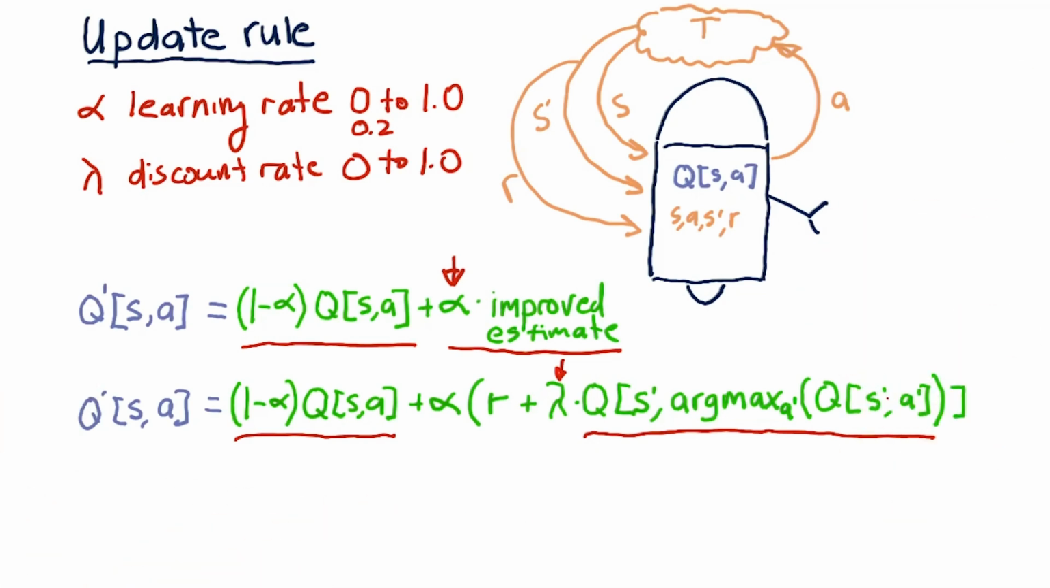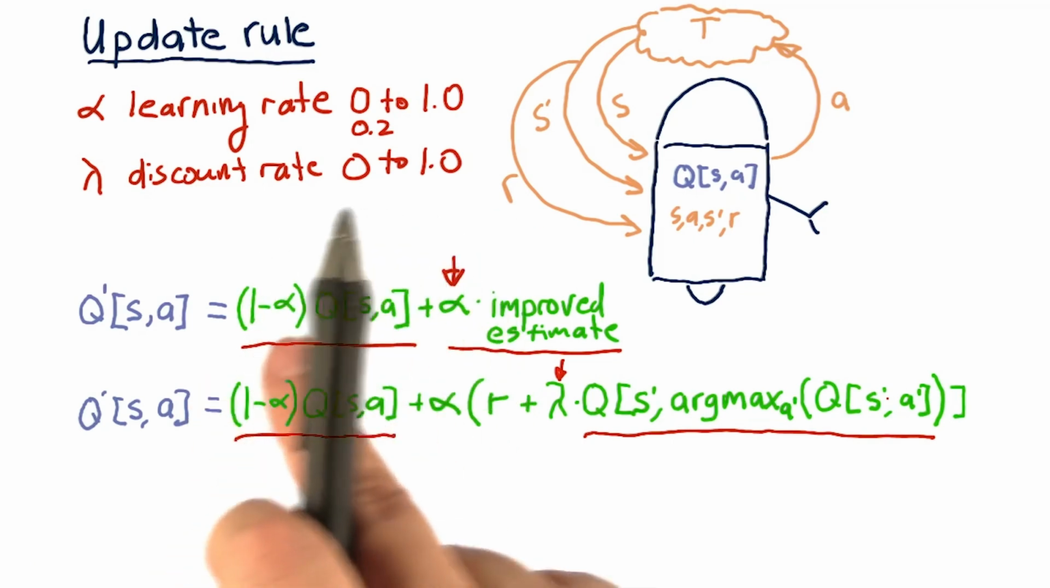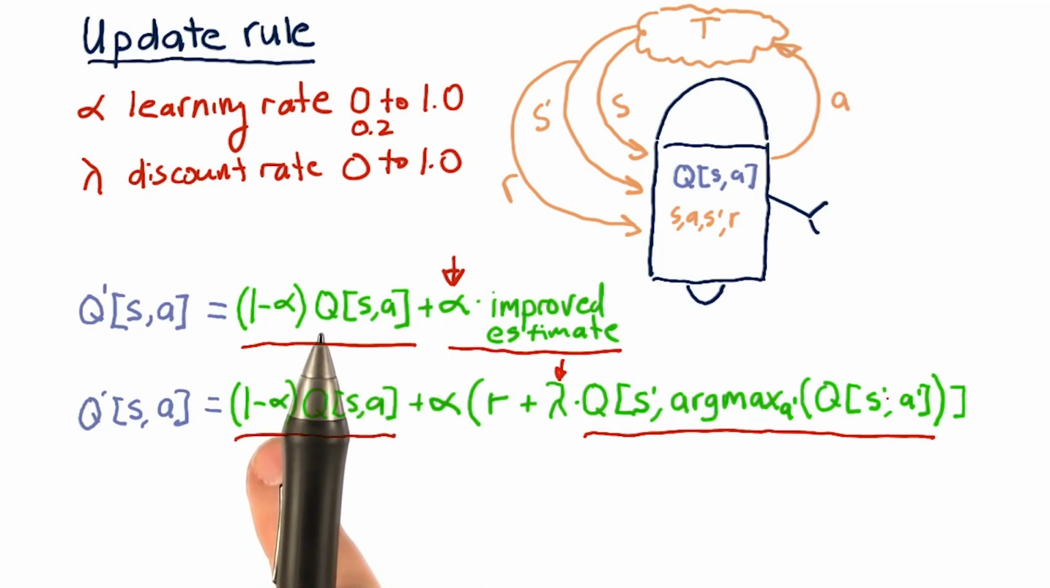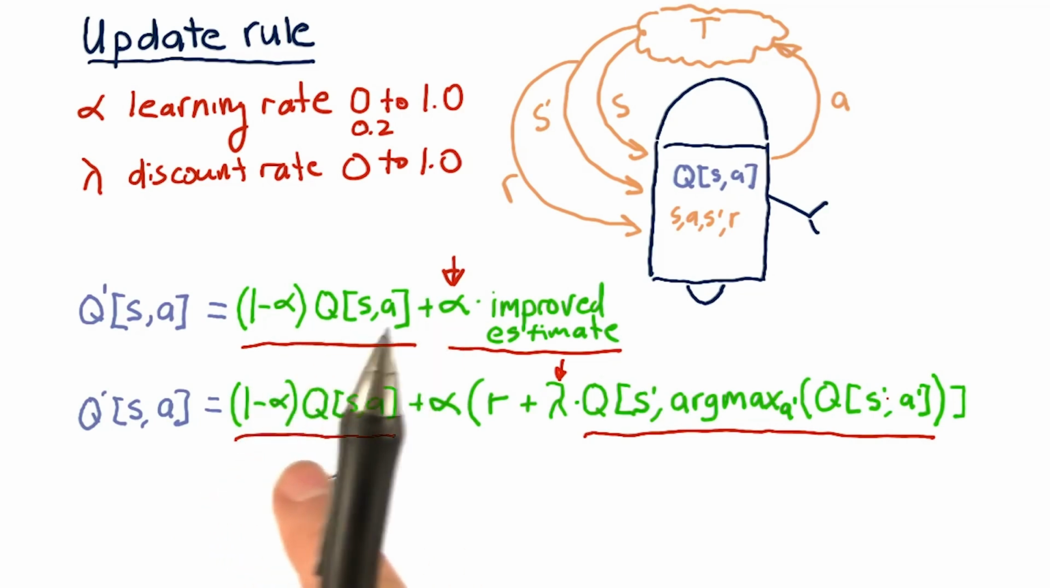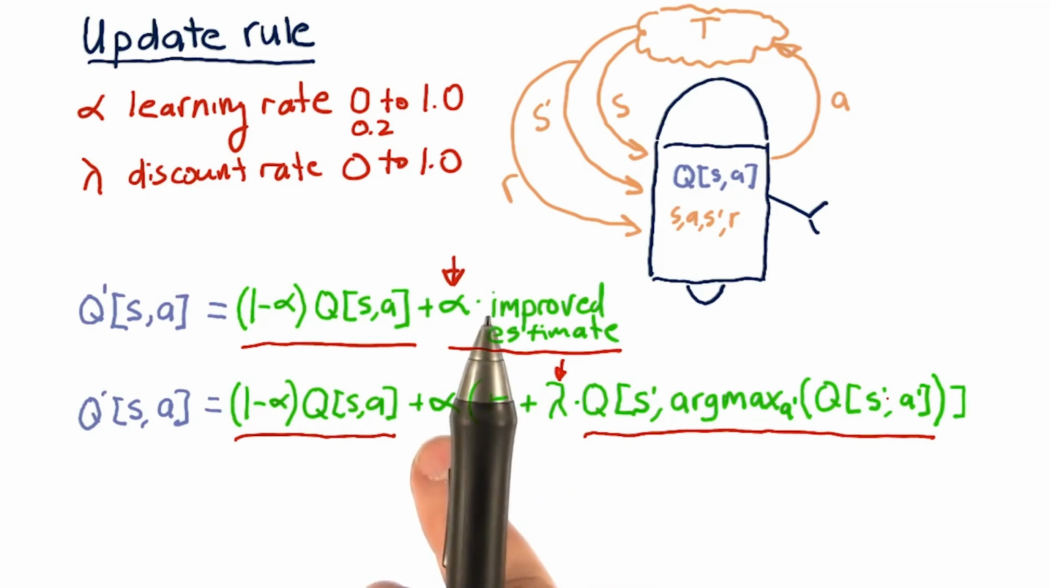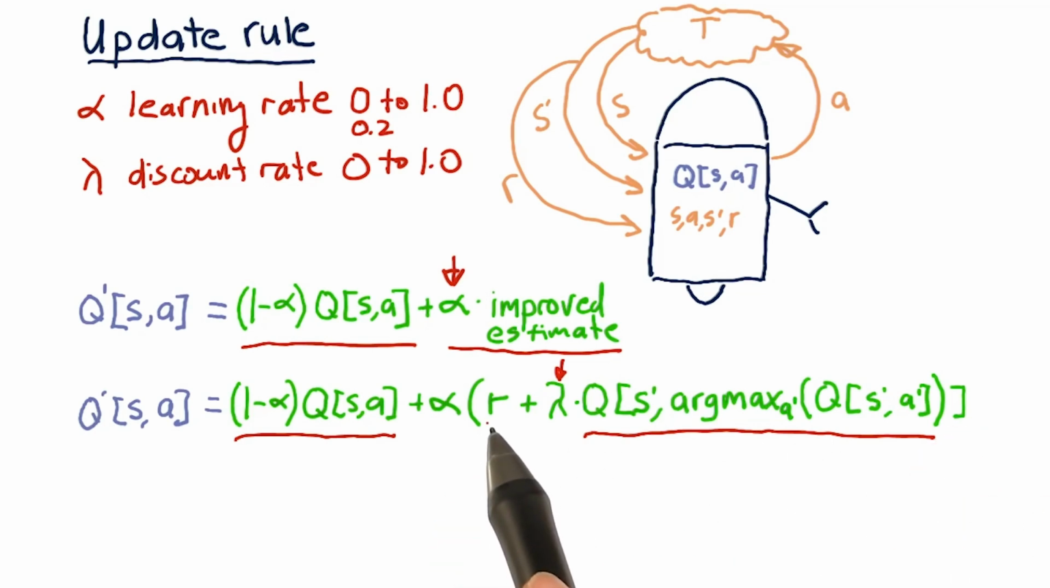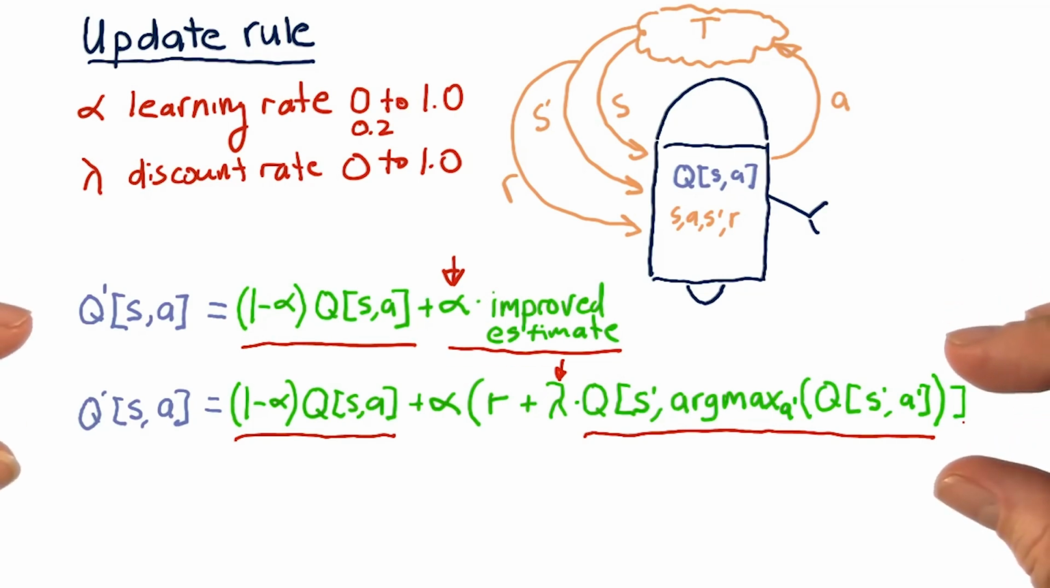So our update rule is the following. Our new Q value in state S action A is that old value multiplied by 1 minus alpha. So depending on how large alpha is, we value that old value more or less, plus alpha times our new best estimate. And our new best estimate is, again, our immediate reward plus the discounted reward for all of our future actions. And that's it. This is the equation you need to know to implement Q-learning.